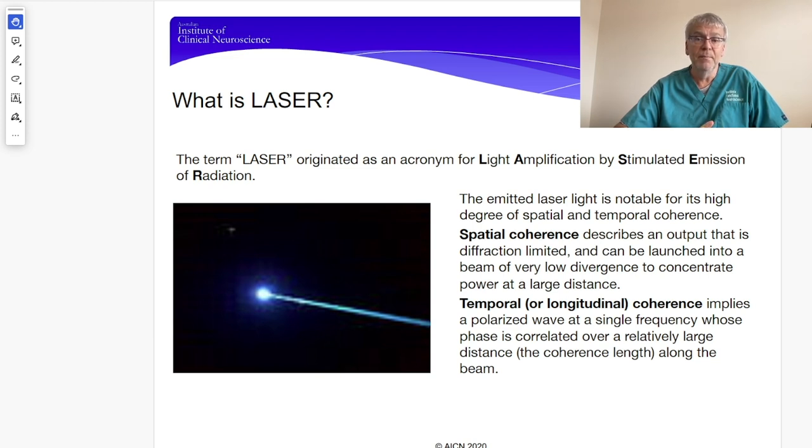So it's limited diffraction, and you can have very low divergence and concentrate a beam over large distances with laser. And so the laser we're going to use is not going to be going over large distances. It's probably only going to be going maybe 6 to 8 inches, something like that. 100 millimeters, 10 centimeters. You're not going to get this laser that we're using going a long way, because most of the time it will be in contact with your skin or some kind of body part.